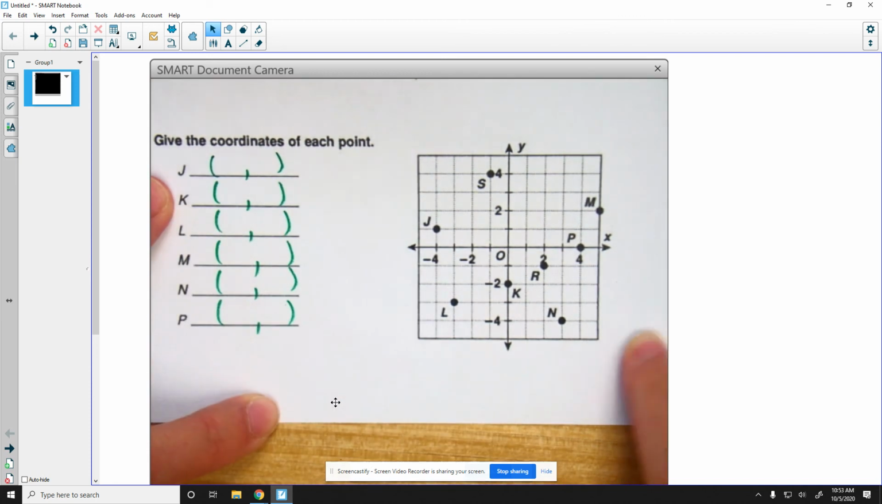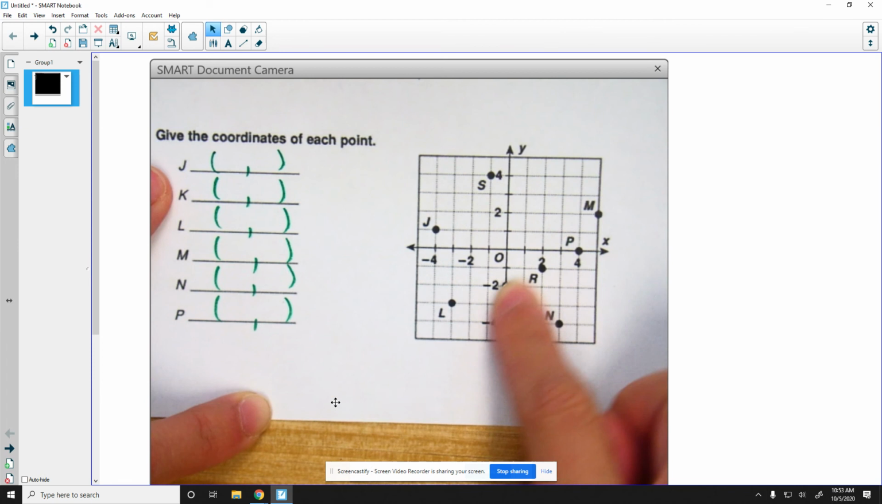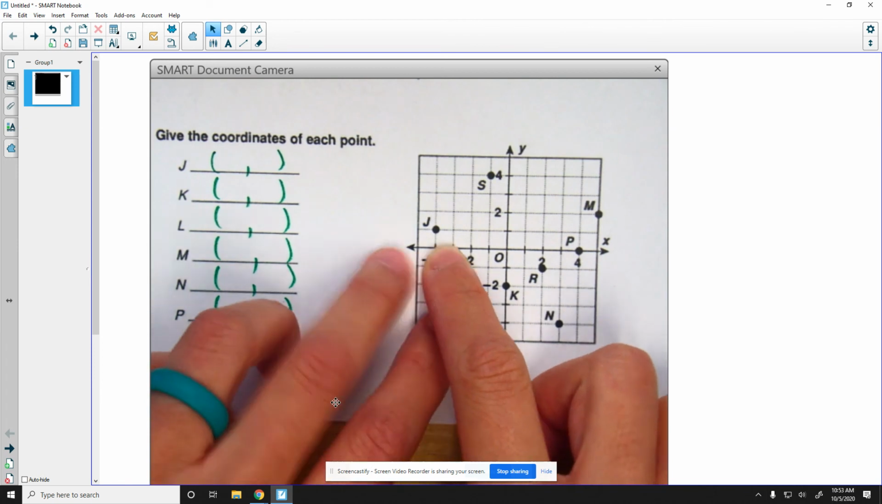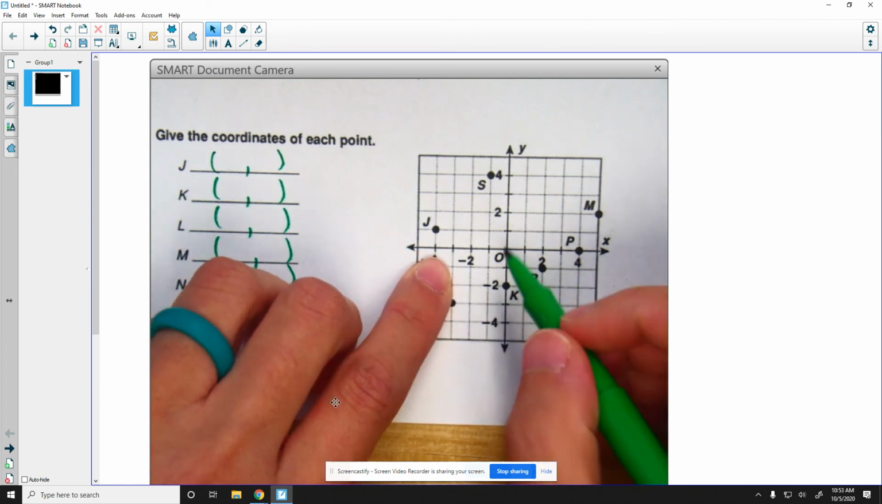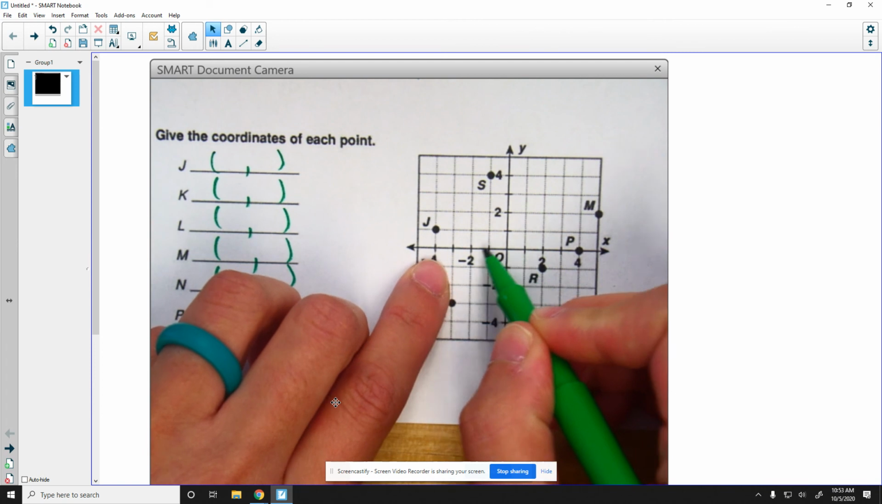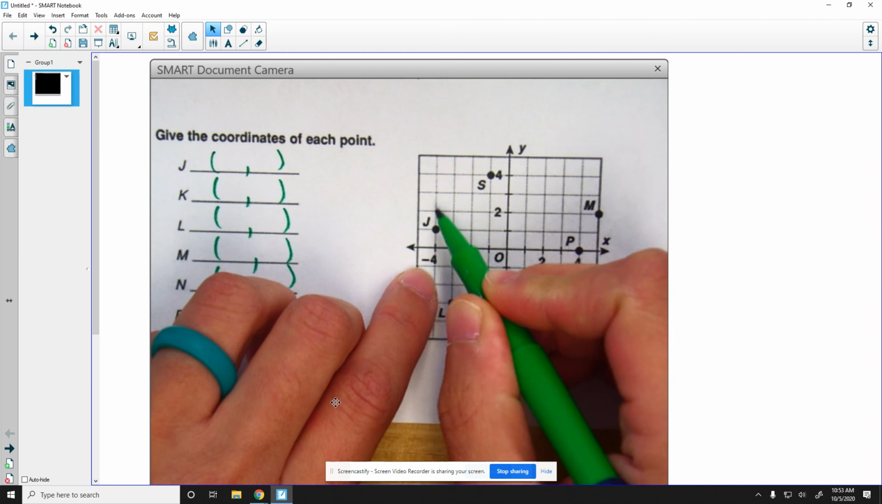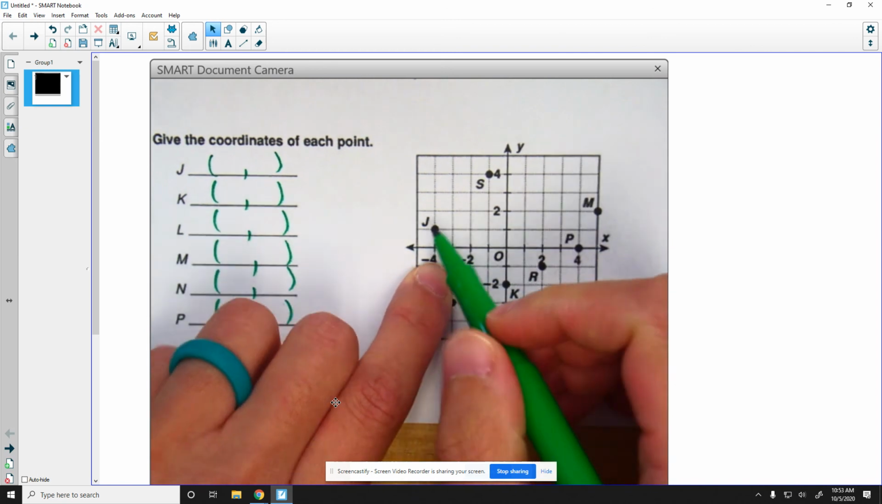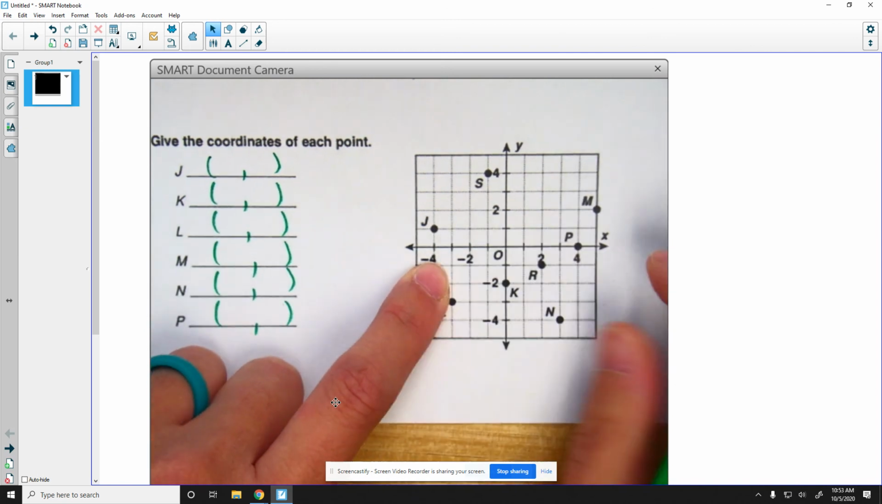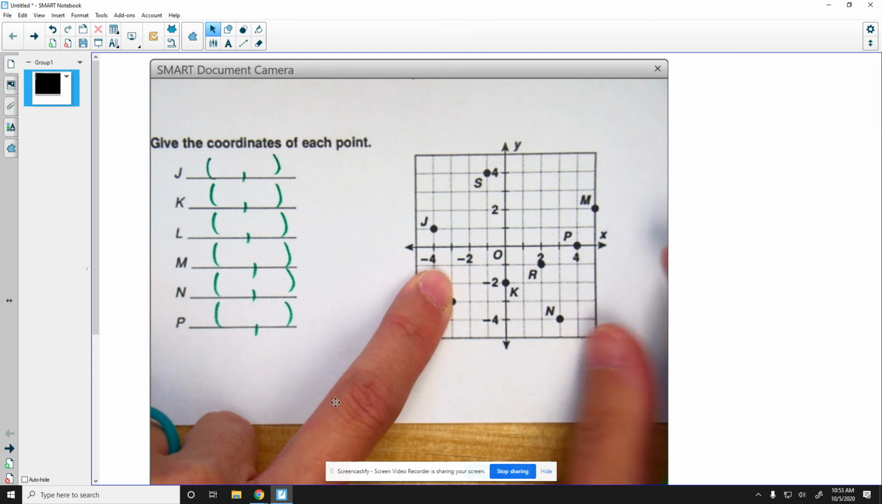Letter J. Where's J? There it is. All right. So start from the center. You always go right and left first. So how many did you do that? And then you go up and down. So does anyone think they know? Can you raise your hand, please? Letter J is what, comma, what?